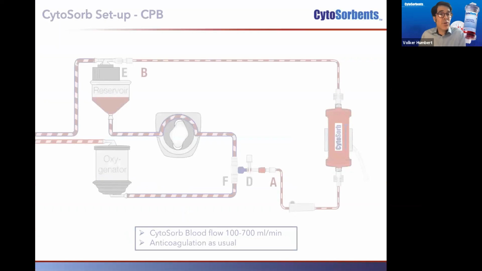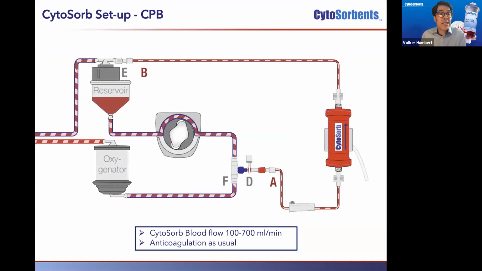Technically, Cytosorb can be installed into the cardiopulmonary bypass as a bypass, not in the main line, because the Cytosorb blood flow should not exceed 700 milliliters per minute, as then you would have an increased risk of hemolysis. This is just a general example, as perfusionists have several ways of doing it, but generally as a bypass of the main circuit, which normally results in a flow of 10 to 15% of the main circuit flow through Cytosorb.